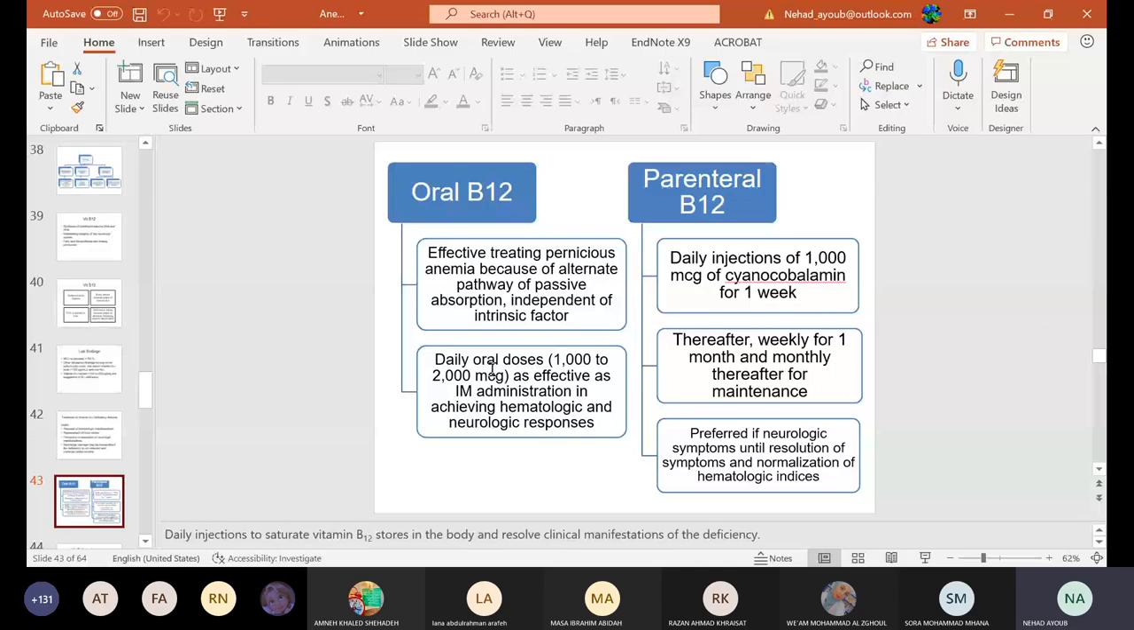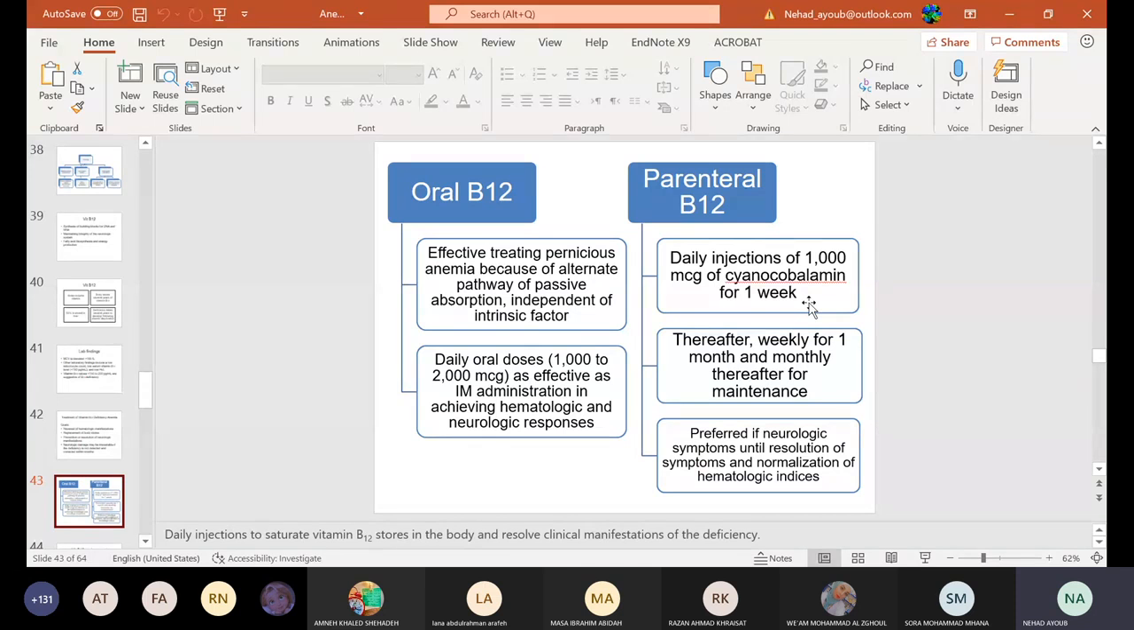Parenteral B12. Cyanocobalamin is the salt. So we give daily IM injections of about 1000 micrograms for the first week. Aggressively we treat. Then we give the same dose but at reduced frequency, meaning the frequency becomes lower. So instead of daily for a week, then we come weekly for a month and monthly thereafter.